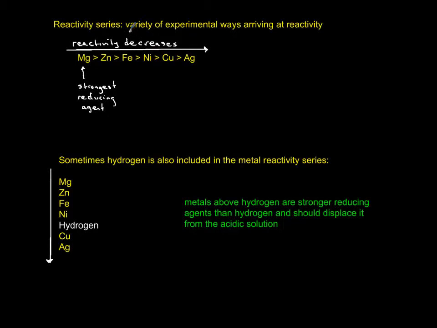There are many experiments we can do to decide reactivity of metals. For example, displacement or the reaction with acids. If you look at any chart, magnesium is the stronger metal compared to zinc, compared to iron, nickel, copper, and silver. And we can call it strongest reducing agent because it can go through oxidation and make the other metal behave like a non-metal and go through reduction.